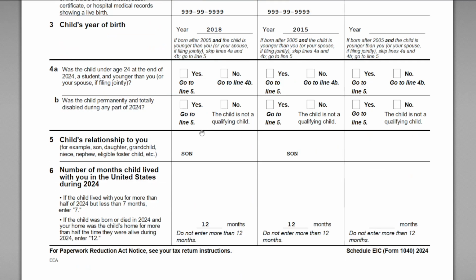All right, then enter the relationship to you. So in this case, they are her sons, and then enter the number of months the child lived with you in the United States during 2004. So we've got all 12 months the kids lived with her, so the EIC is completed.